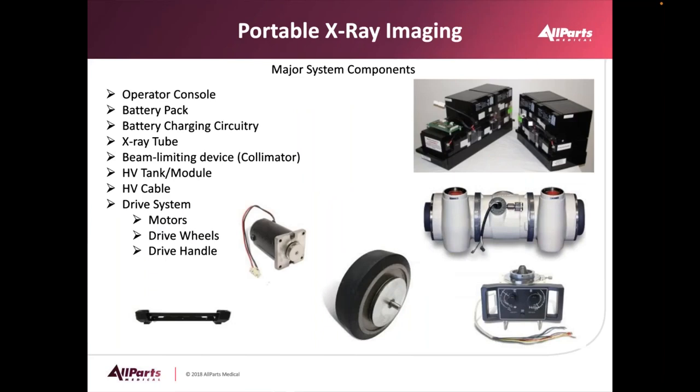Some of the common parts, or components, you will find inside of a portable x-ray machine: an operator's console, battery packs or capacitor banks, battery charging circuits, of course an x-ray tube, a collimator, an x-ray tank, the x-ray cables, and then because it is a portable system, we need some drive system, which is comprised of motors, wheels, and control handles.